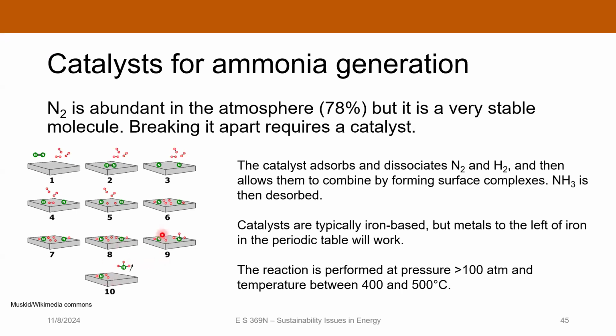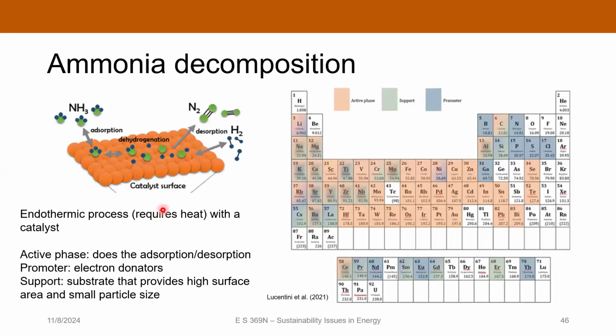Like a fertilizer plant, that's what's going on in a fertilizer plant. They're just making the ammonia. But if you're a hydrogen end user, you need to decompose the ammonia back into nitrogen and hydrogen. And so to do that, you need a different catalyst, which performs the dehydrogenation step here.